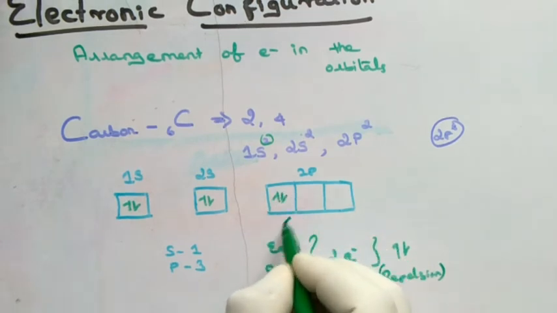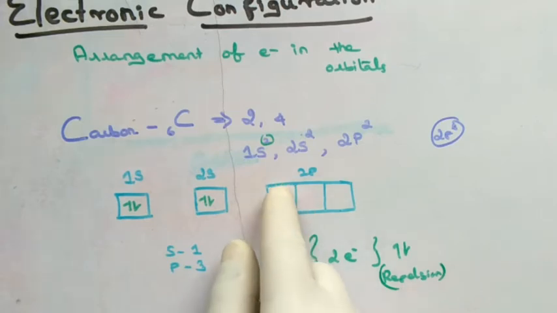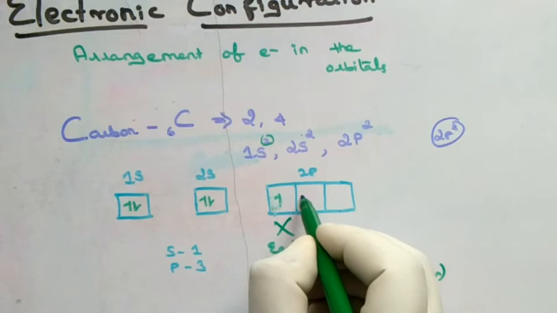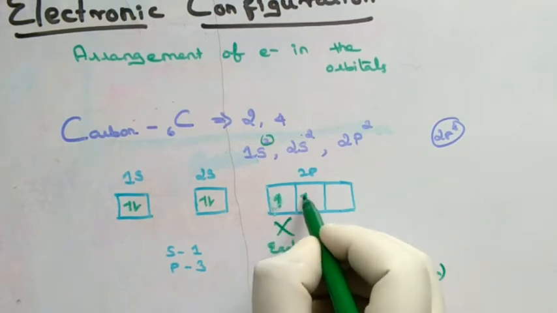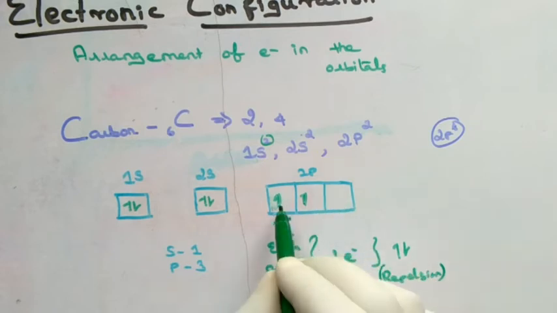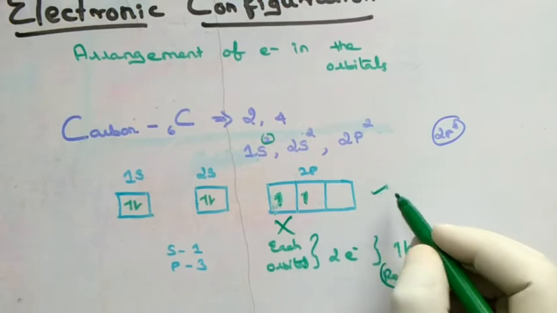Those 2 electrons should not be written like this, because electrons like to accommodate separately without pairing with any other electrons. So the second electron will accommodate in the second orbital instead of pairing with the first electron in the first orbital. This is the correct way of writing the electronic configuration of carbon atom.